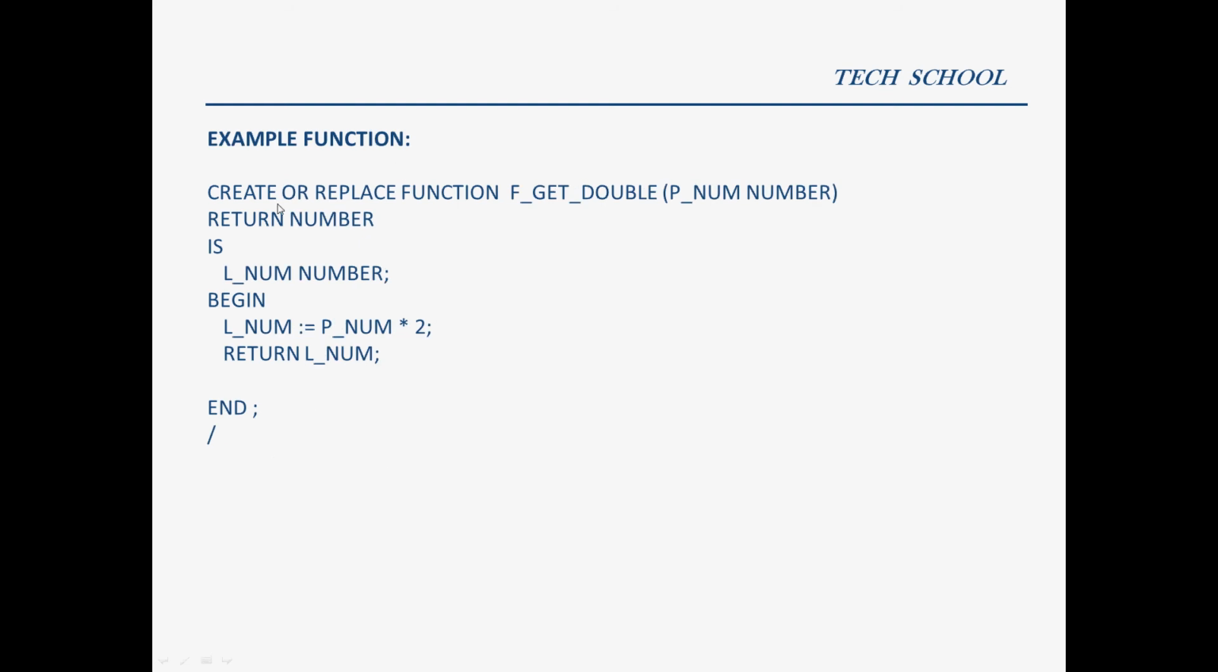Example function: create or replace function fget double, with an input parameter, a number variable called pnum. It is returning a number variable. In the declaration section there is a number variable called lnum. Then there is a begin keyword marking the executable section. So there are two executable statements. First is taking this pnum, doubling it and assigning it to the local variable, and then returning that local variable lnum. Okay, we will execute this function and come back.